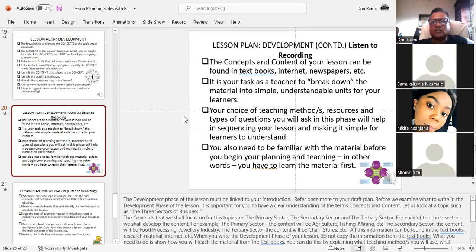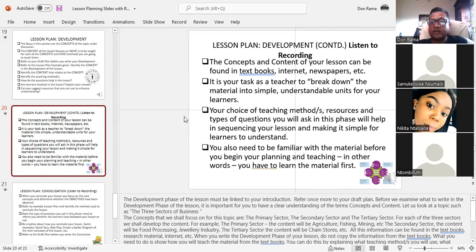So the concepts and the content of your lesson can be found in the textbooks. It can be found on the internet, in newspapers, etc. It is your task as a teacher to break down the material into simple, understandable units for your learners. Your choice of teaching methods, resources, and types of questions you will ask in this phase will help in sequencing your lesson and making it simple for them to understand. Sequencing your lesson means you do it step by step. You don't jump from one topic to another, right?